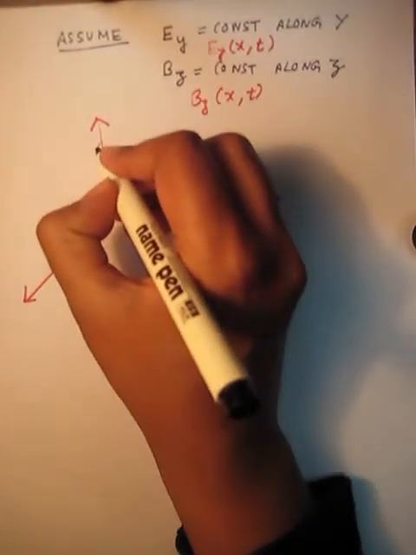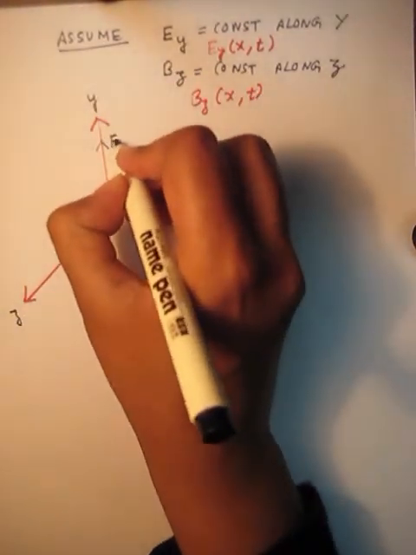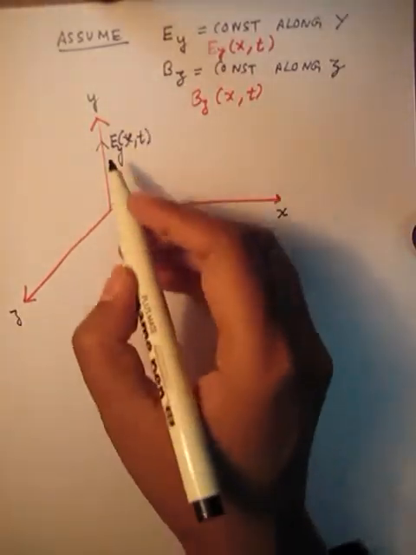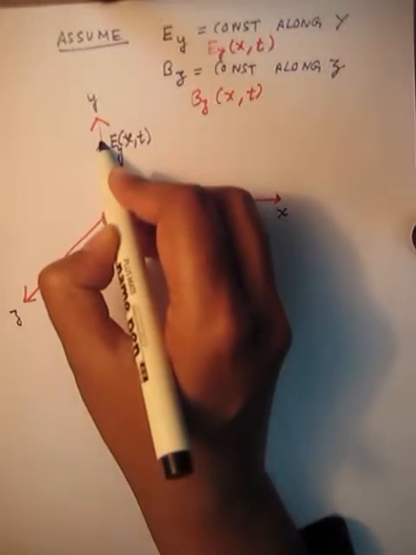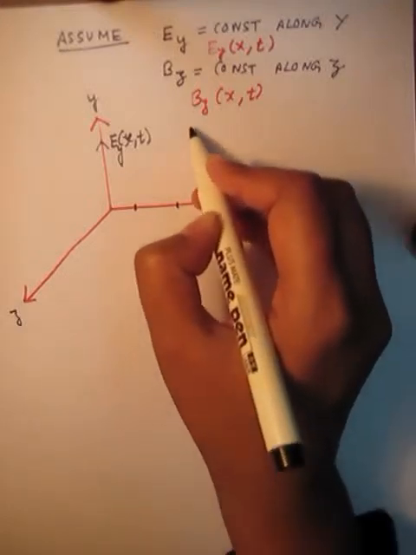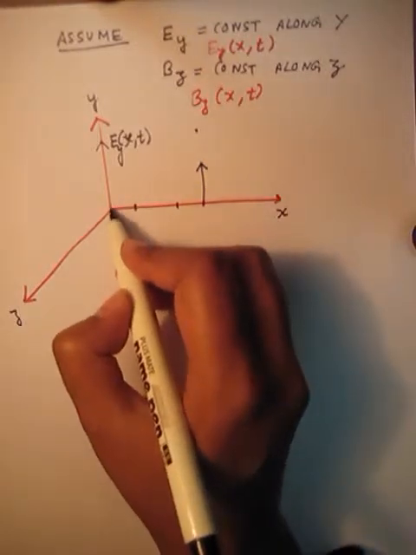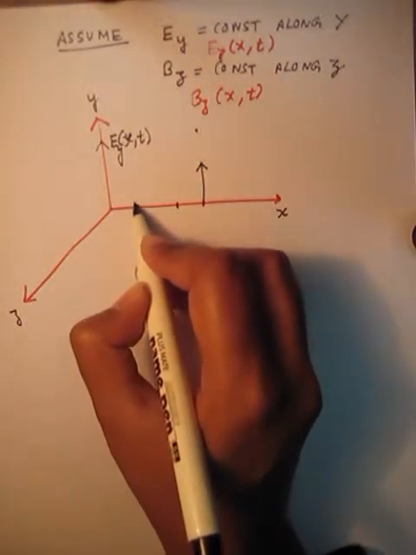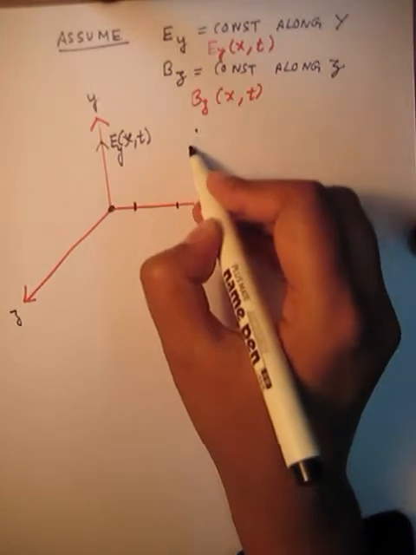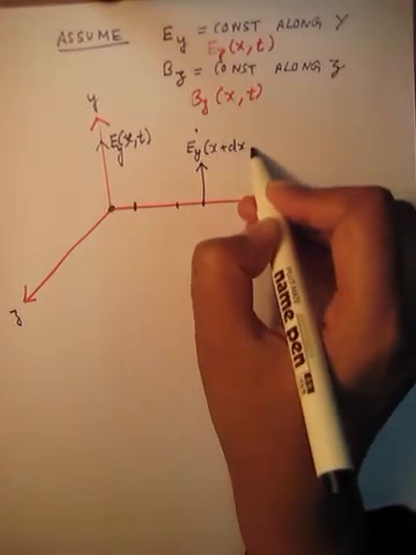So if this is x, this is y, and this is z, the electric field is along the y-axis and it is a function of x and t. So it means that at a particular y it will have a constant value. Suppose we need to find out what the electric field is here. If at this point it is x comma t, then at this point the electric field will be x plus dx comma t.